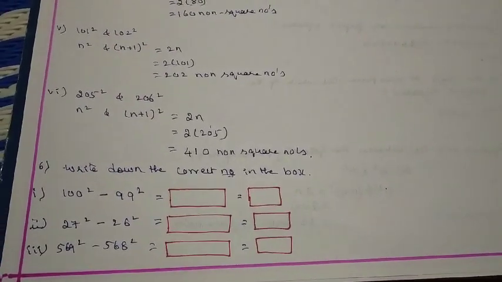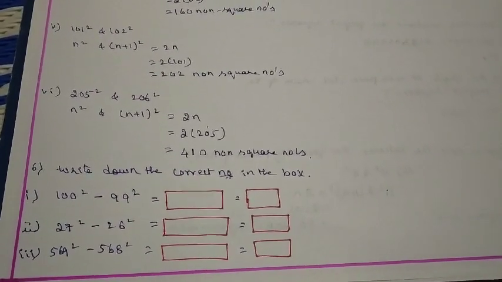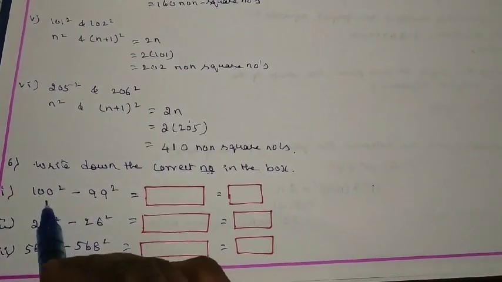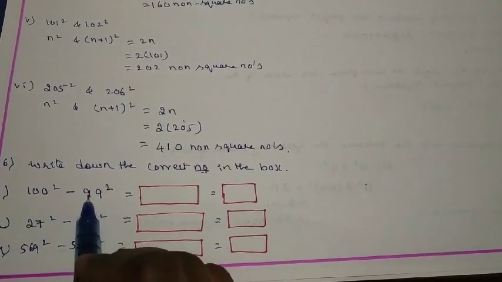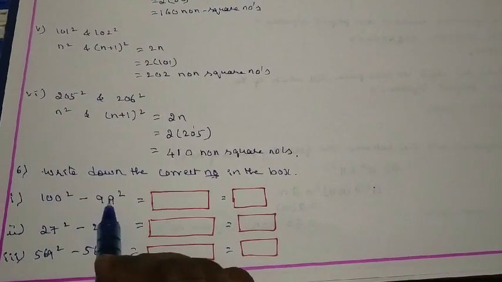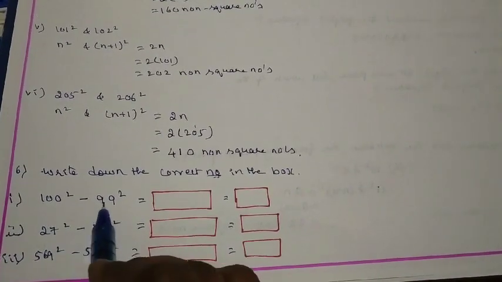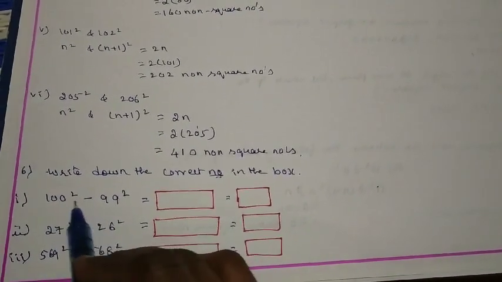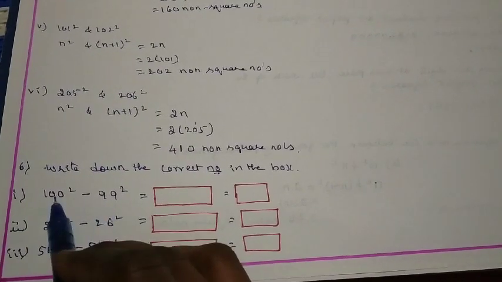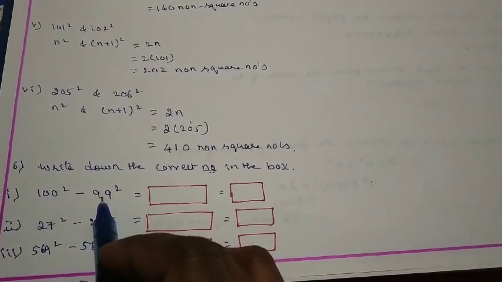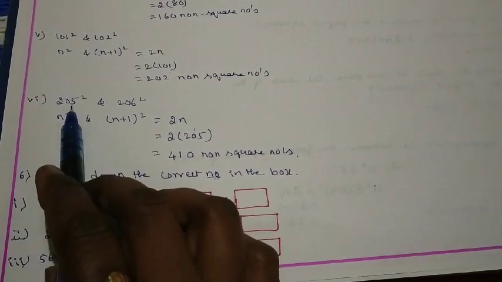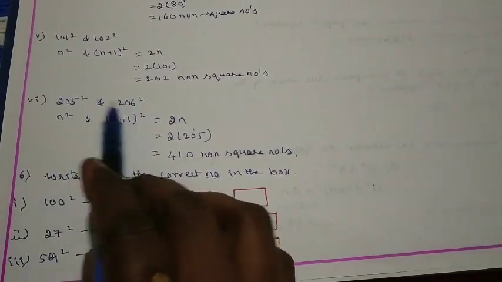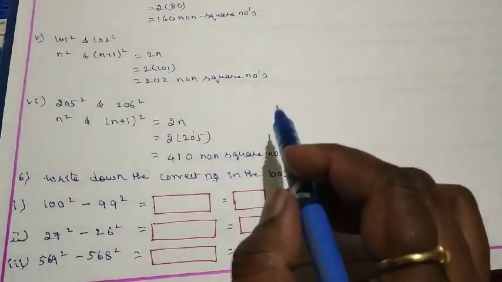So write down the correct number in the box. Here, 100 square minus 99 square is nothing but the difference of squares of two consecutive numbers. We know that the difference of squares of two consecutive numbers is nothing but the addition of the bases. Whereas here, we are finding the number of non-square numbers.